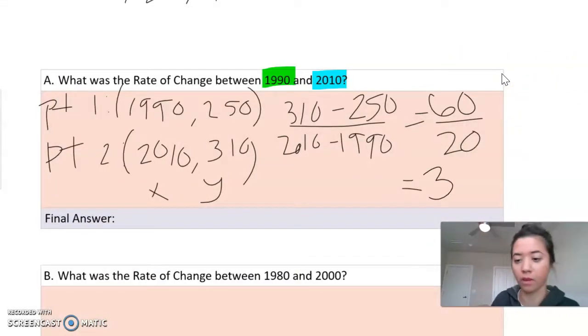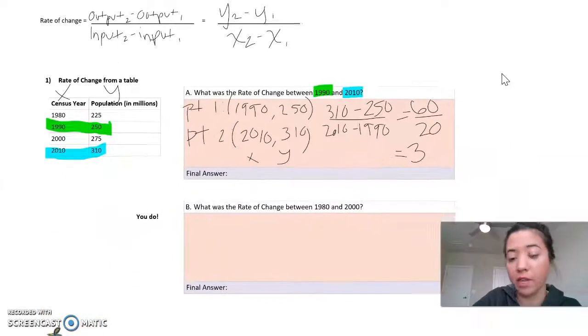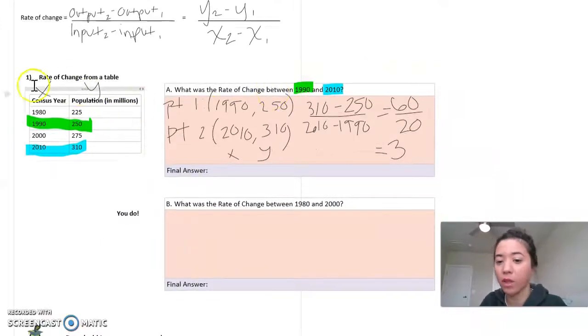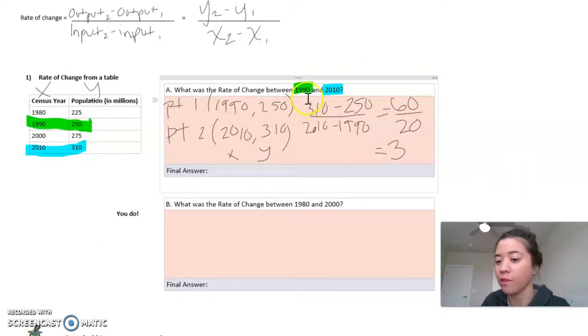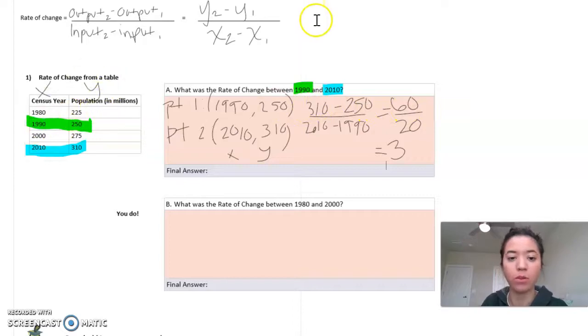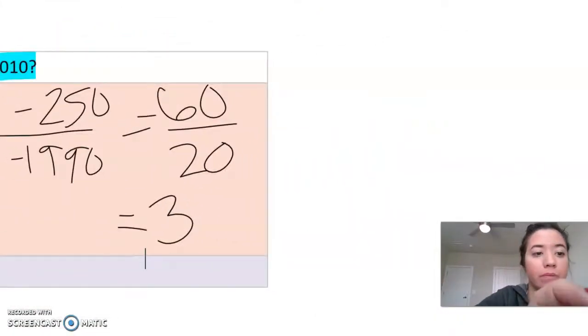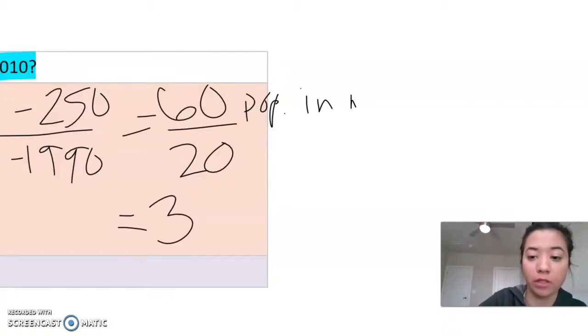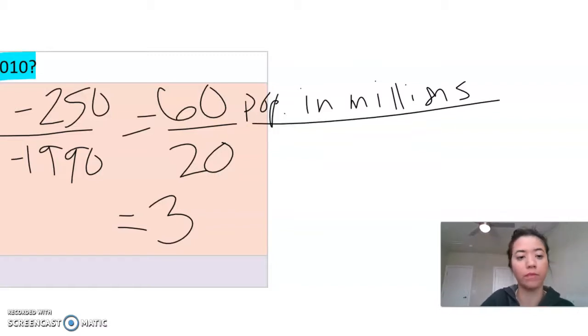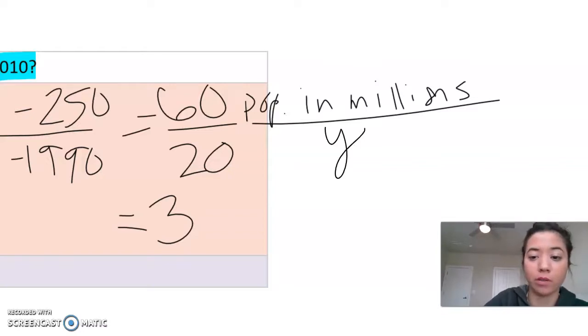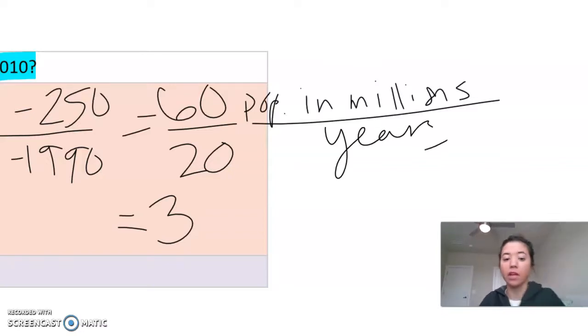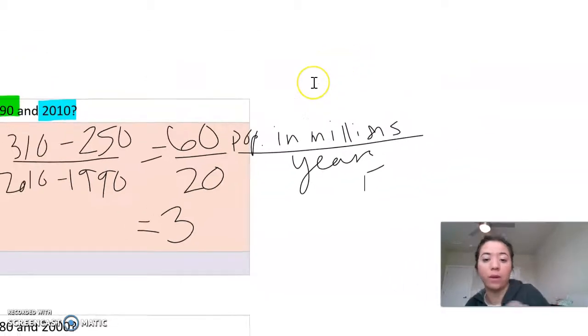Okay, but now we need to look at what this represents here. And I think the easiest way to do that is let's include our units in this fraction. So in the top we had our y values, which was population in millions, over, and then the 2010 minus 1990 was our years. And that actually tells us what this 3 means.